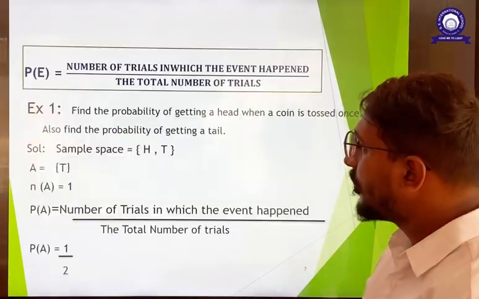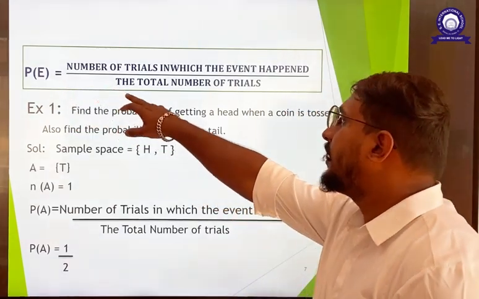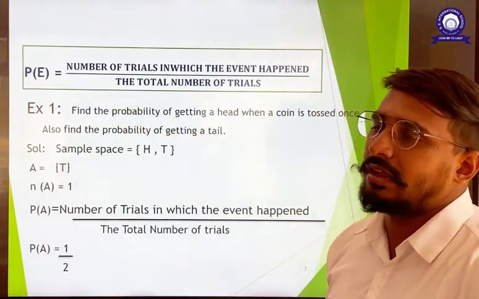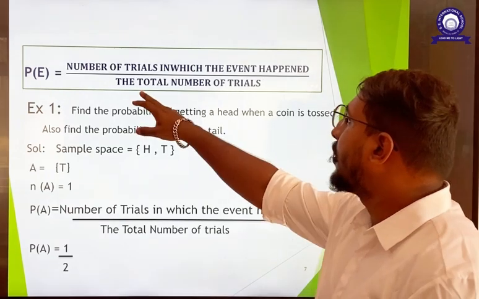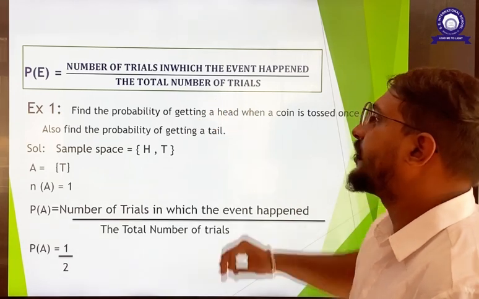Okay. So these are some examples, and you can take this as a formula: probability of any event, you can take any alphabet you want, equals the number of trials in which the event happened divided by the total number of trials.